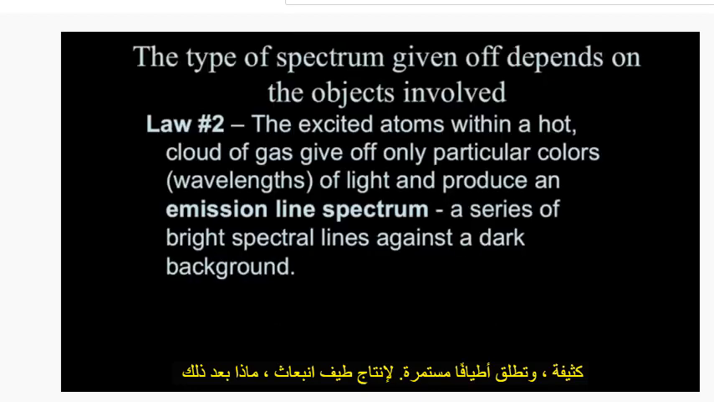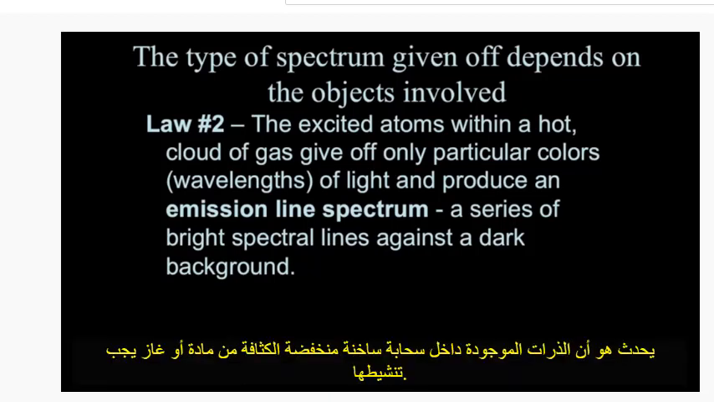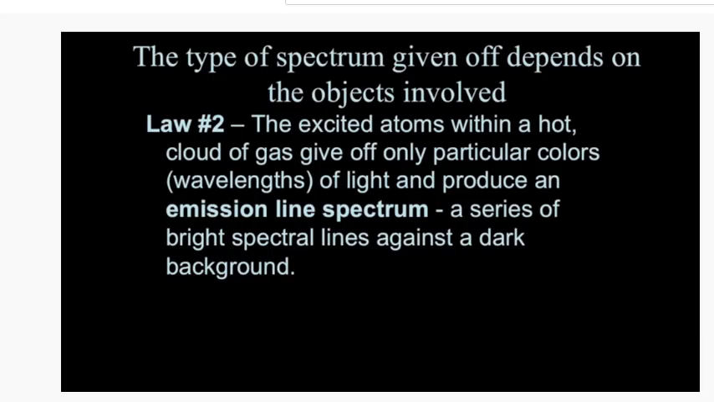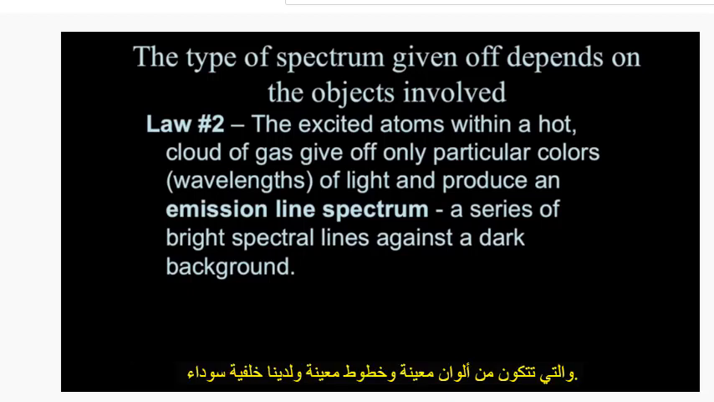To produce an emission spectrum, what has to occur is that the atoms inside a hot, low-density cloud of material or gas have to be energized. And in that case, only specific colors are going to be produced, thus making an emission line spectrum which consists of certain colors, certain lines, and we have a black background.